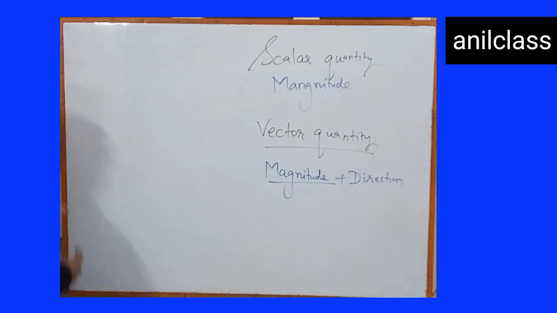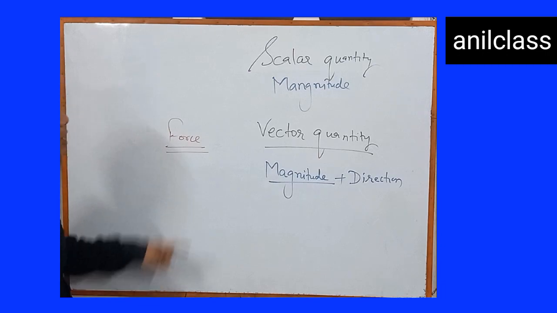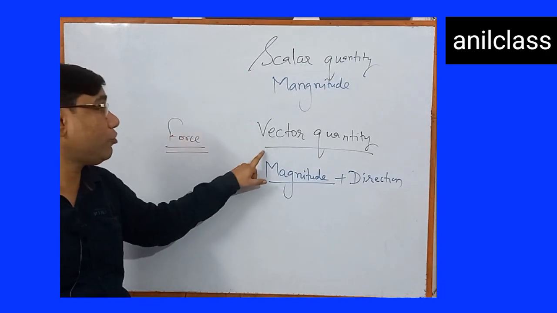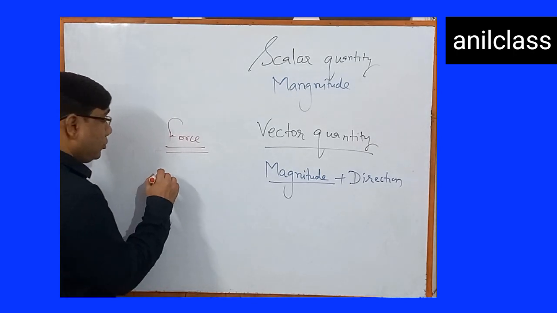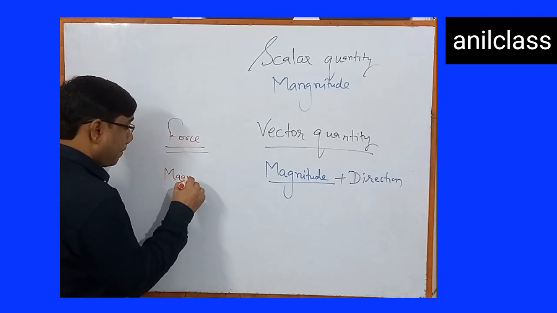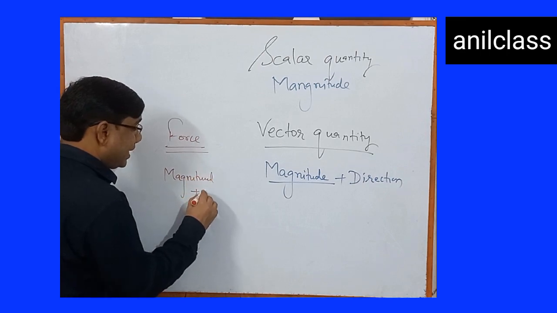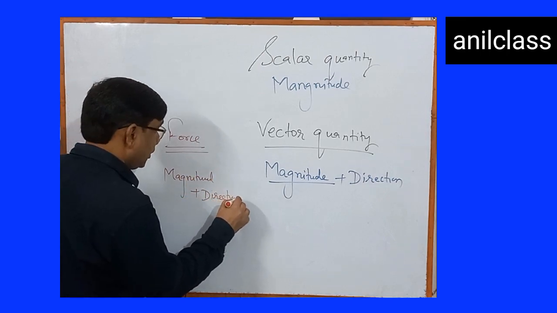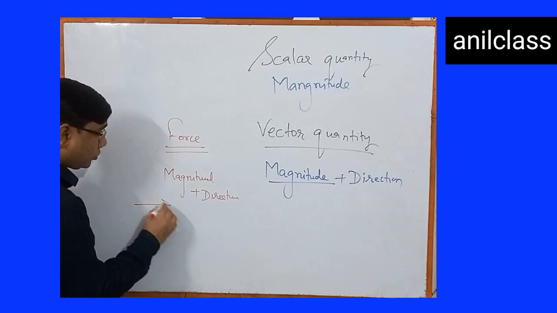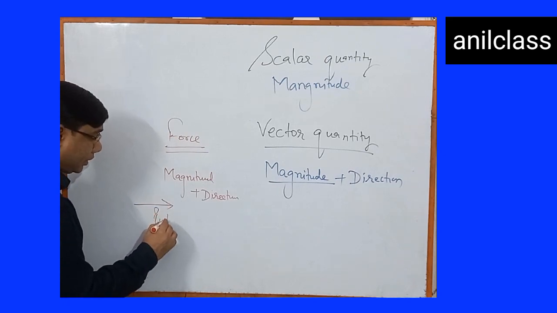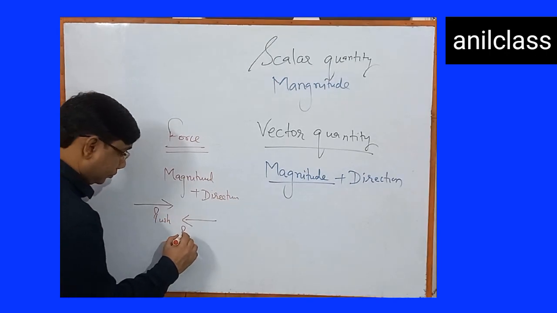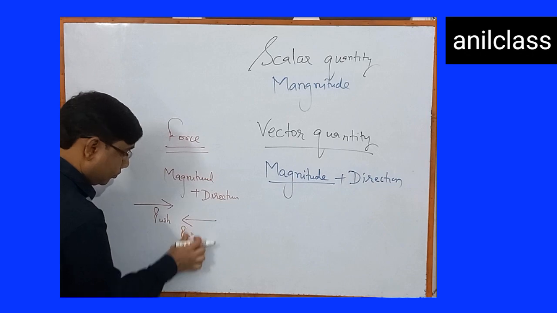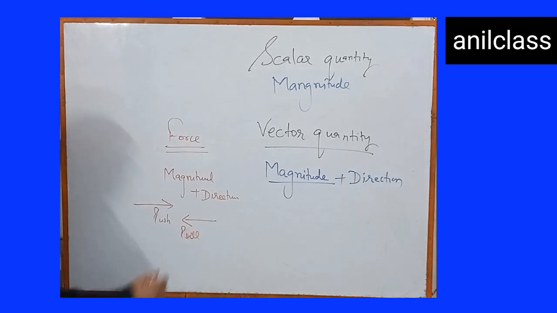Suppose force. Is force a scalar quantity or a vector quantity? We know that force always has magnitude plus direction, because force always acts in push and pull directions. Pull, you know that.